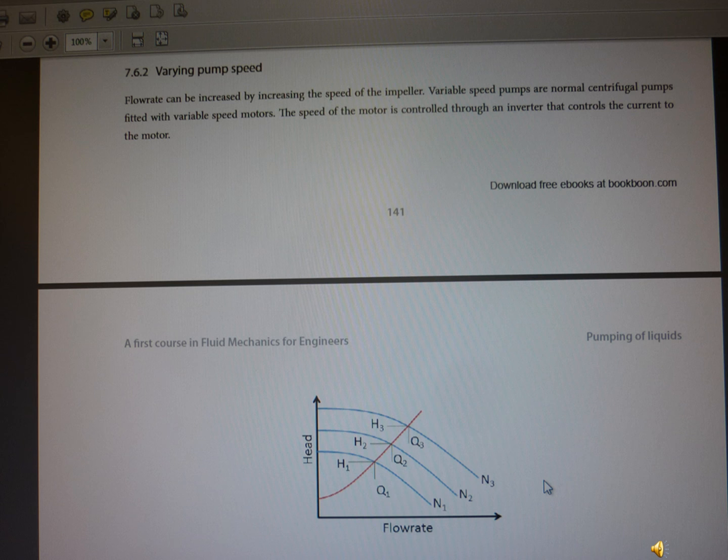So you see a variation in the pump speed. When the flow rate changes, how the pump speed will change, you can see in this diagram.